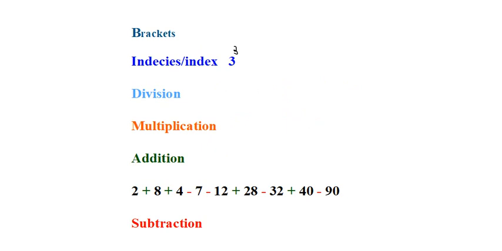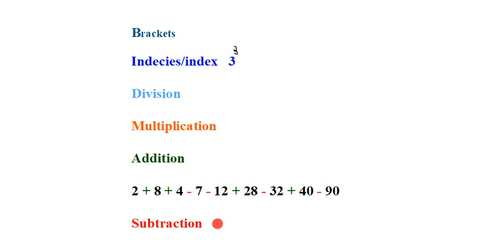Now, we have a special acronym for memorizing the order of these operations, and the acronym is BIDMAS. BIDMAS starts off with brackets, which you've seen before in the previous slide, then indices or index, depending on what you've learned before, and they are typically the little numbers on top of other numbers, such as cubed or squared, and are known as powers. Then division, multiplication, addition, and subtraction.